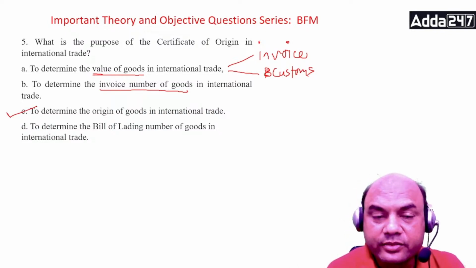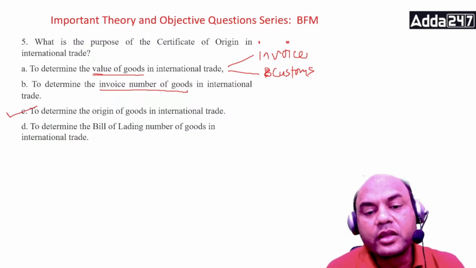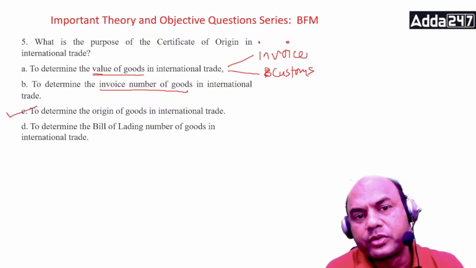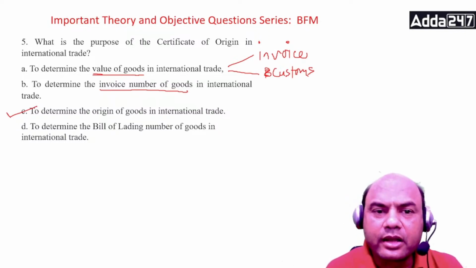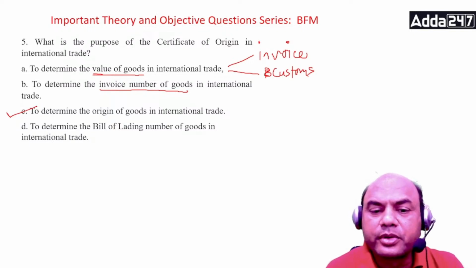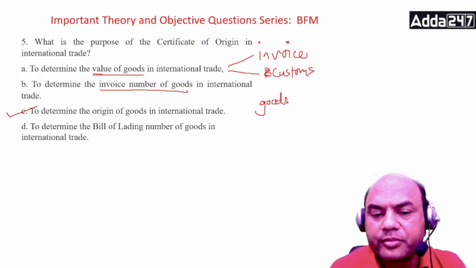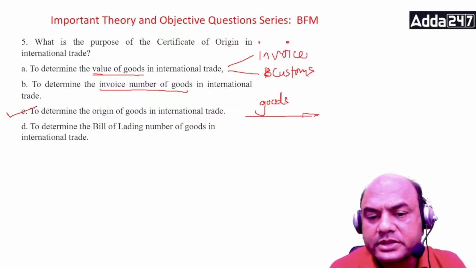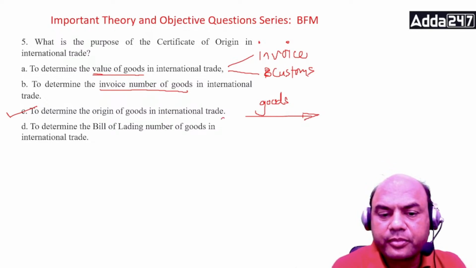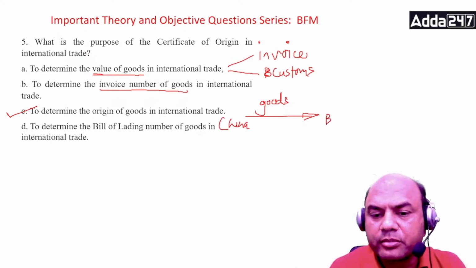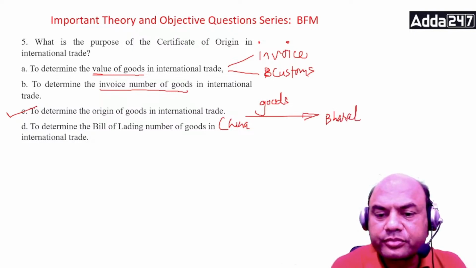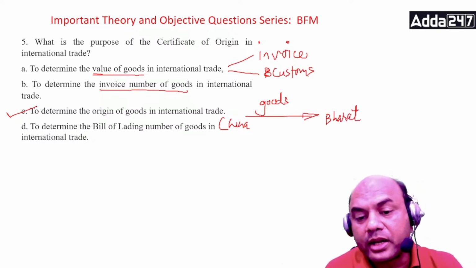Now, why is this required? Look at this. Many countries, what do they do? For example, in our country, suppose somebody brings goods from China to Bharat. Okay, the goods are brought from China to Bharat.